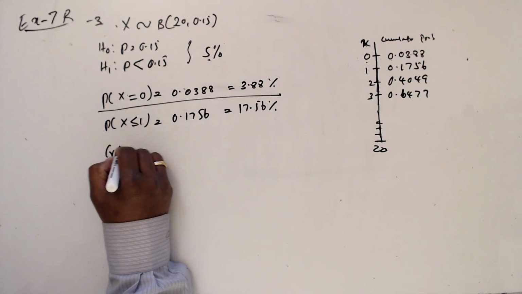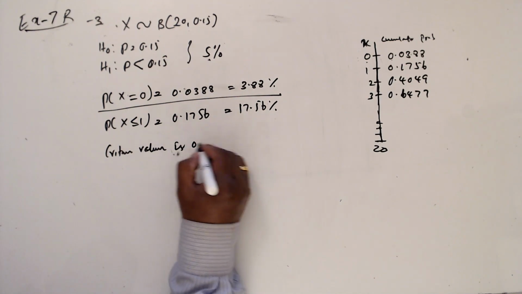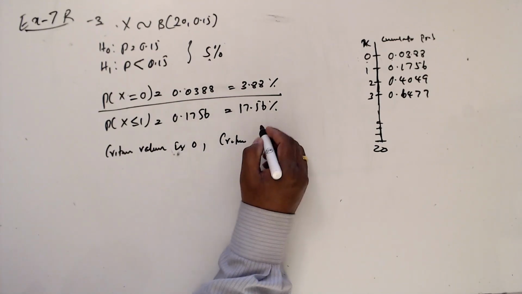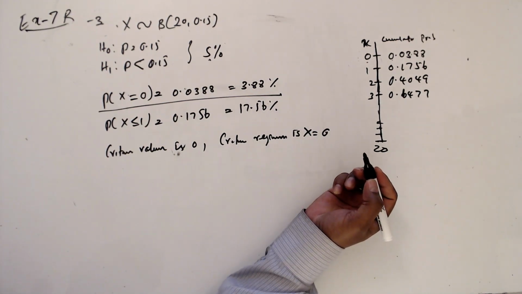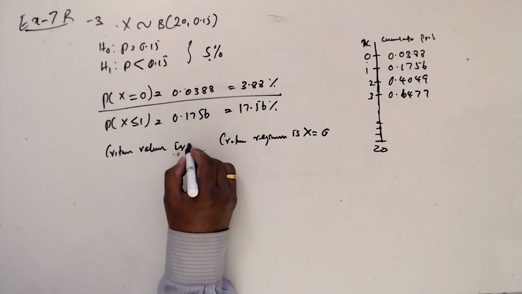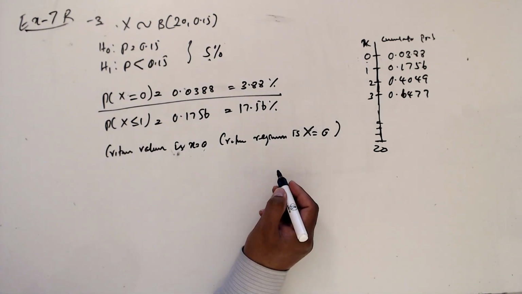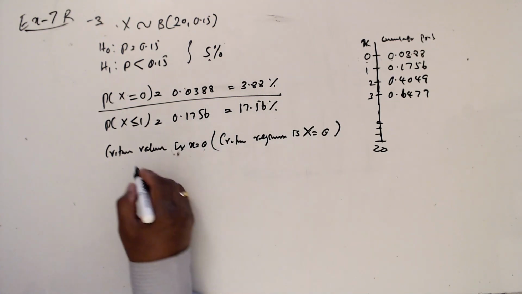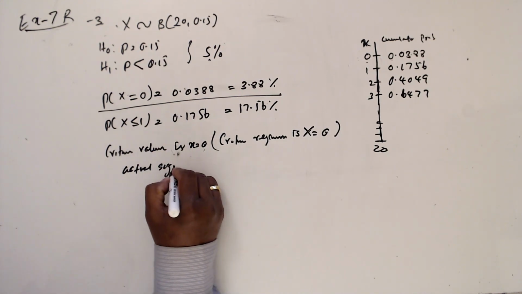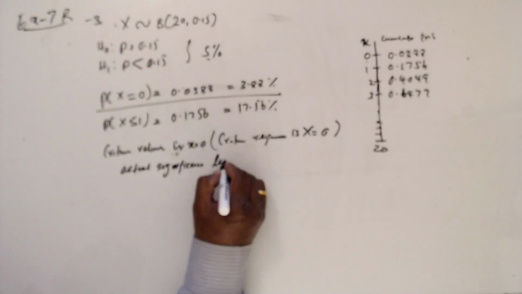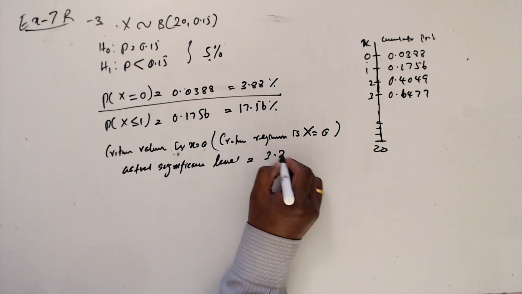Now the critical value is 0, and the critical region is x equals 0, and the actual significance level is, sorry, 3.88%.